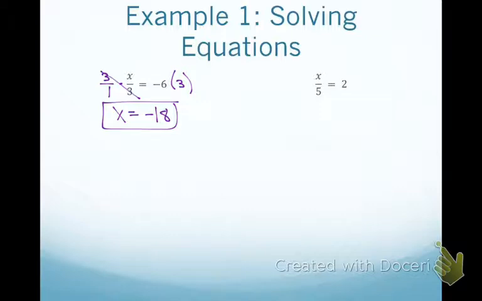But how can I be sure? How can I be positive? Okay, I need to check it. How do I check it? You rewrite it and put the x where... Yes, very good. So I need to now plug it back in for x. And I get negative 18 divided by 3 is negative 6. Okay? And is it true that negative 6 equals negative 6? Yeah.